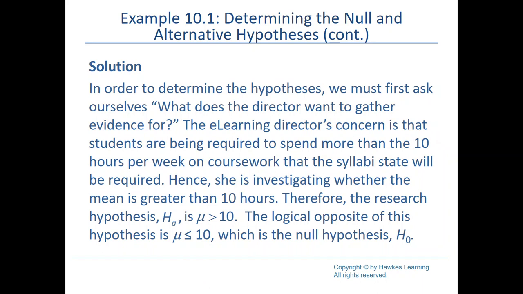More than is the same thing as saying greater than. So therefore my research hypothesis is that that average, that mean, will be greater than 10. Well, what's the opposite of a greater than symbol? A less than symbol. And again, if I say greater than, the opposite should have a less than or equal to, and that will be my null hypothesis.